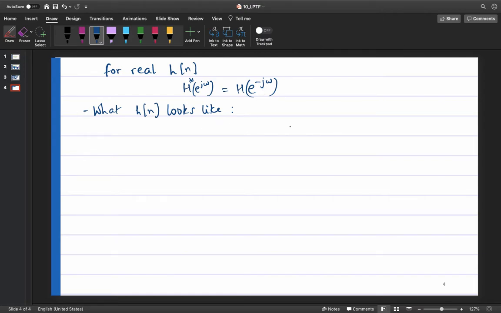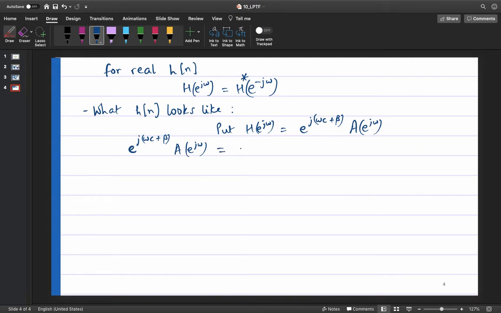So substitute H(e^{jω}) = e^{j(cω+β)} A(e^{jω}), right? So let's see how it looks. I will move the star here and remove it from here just for simplicity. This becomes e^{j(ωc+β)} A(e^{jω}). This is my H(e^{jω}).